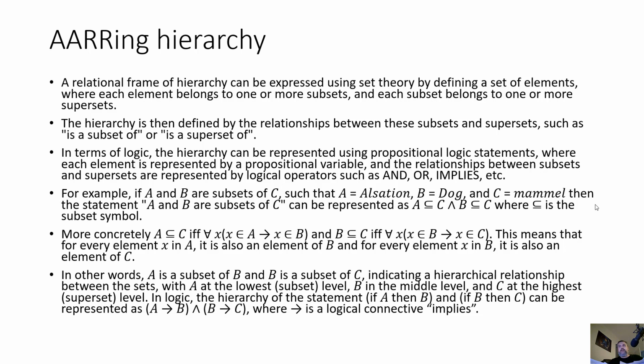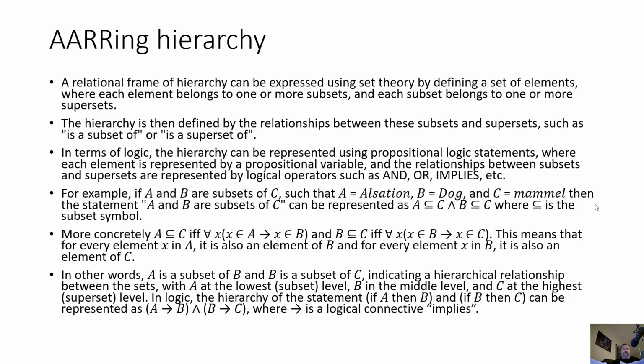Or you could even say A is a subset of B and B is a subset of C. So they're both subsets of this superset, which is mammal. Alsatian is a subset of dog, so Alsatian is a type of dog. That's why it's a subset of dog. So dog is a superset, and dog is a subset of mammal. So in this case, dog is a subset and mammal is a superset.